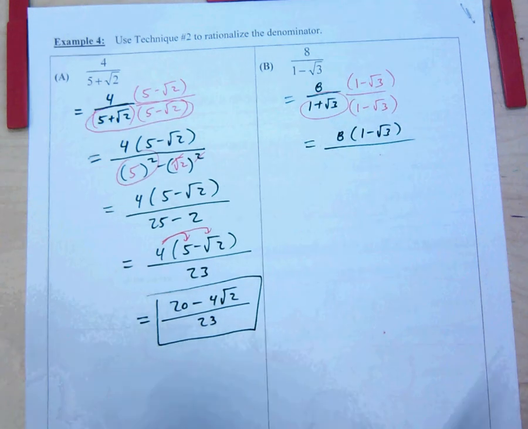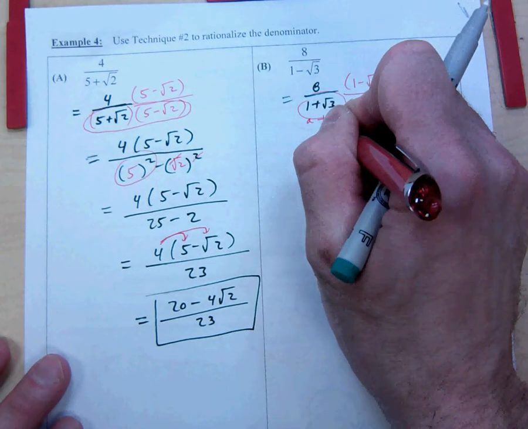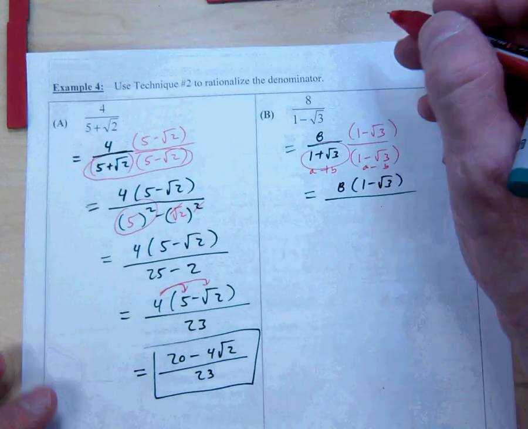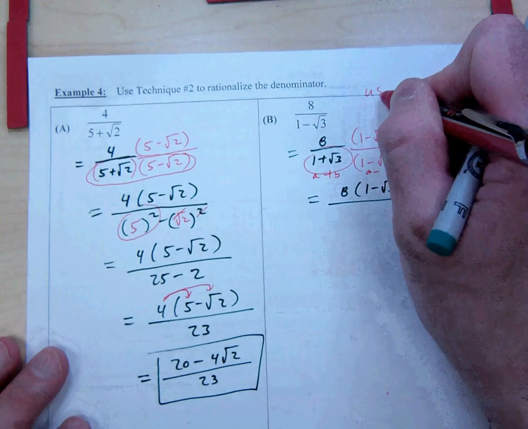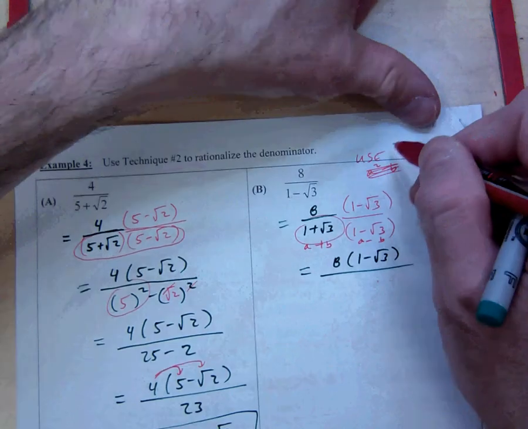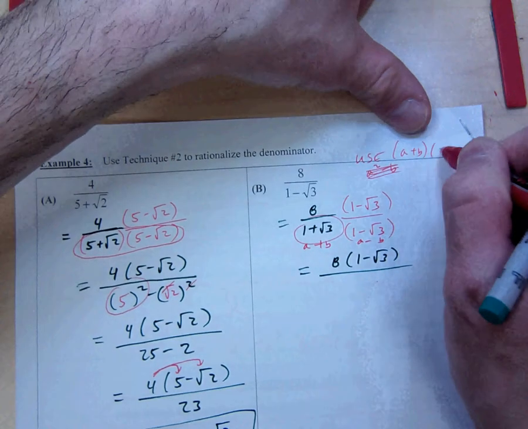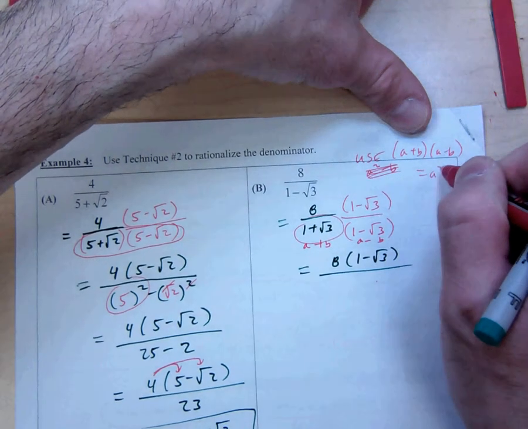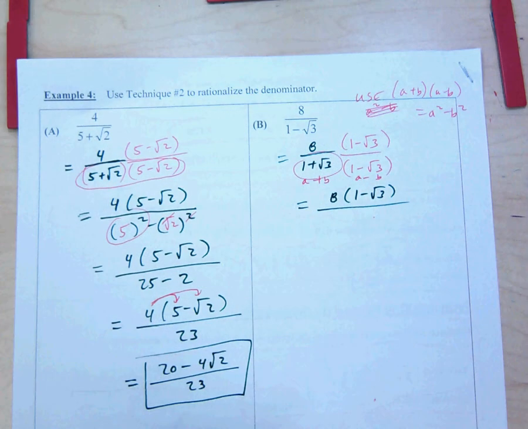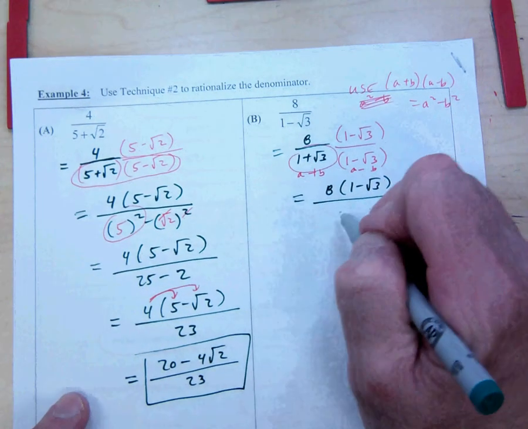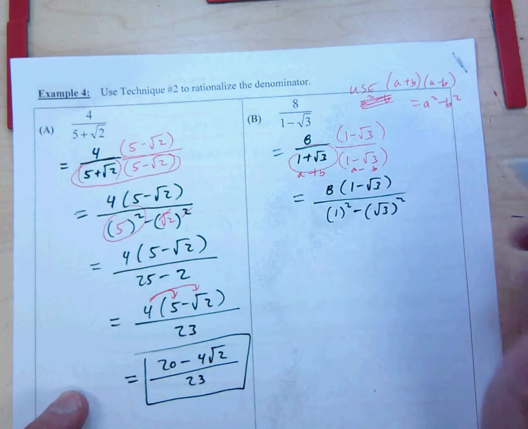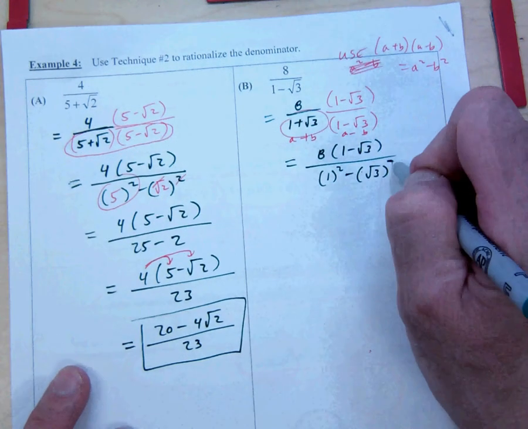On the bottom, isn't this in the form a plus b times a minus b, which we all know always turns into what? Again, if you didn't notice, I'm using a plus b times a minus b equals a squared minus b squared. Everybody agree with that? So with that in mind, in the bottom, I end up with 1 squared minus square root of 3 squared, don't I? Okay? And then from there you just simplify.